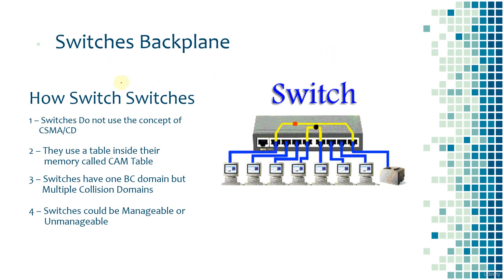In the switch, first thing first, how does a switch do switching? Switches do not use the concept of CSMA/CD because collisions rarely happen. There is basically no collision, which is why they do not use CSMA/CD. Second thing, they use a table inside their memory called the CAM table, which stands for content addressable memory.